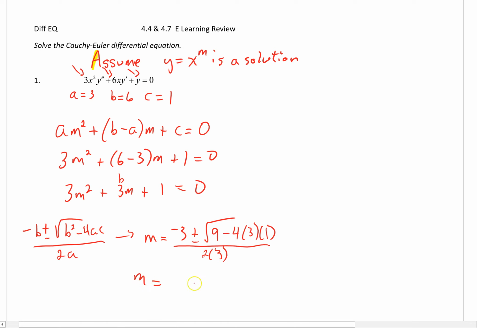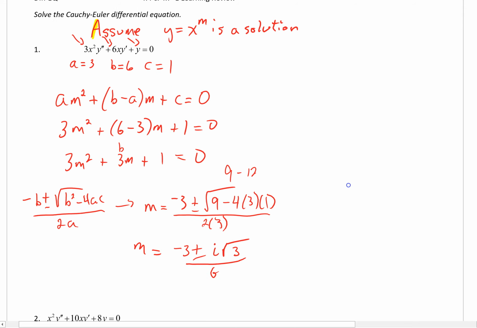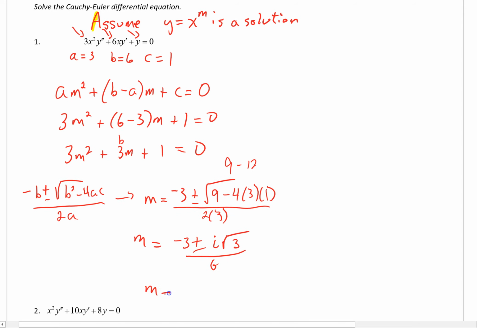And m would equal negative 3 plus or minus, well, 9 minus 12 is going to be negative 3. So I'm going to pull out that i right here. And this would be m equaling, well, negative 3 over 6, you'd get negative 1/2. And then you'd have an i radical 3 all over 6.